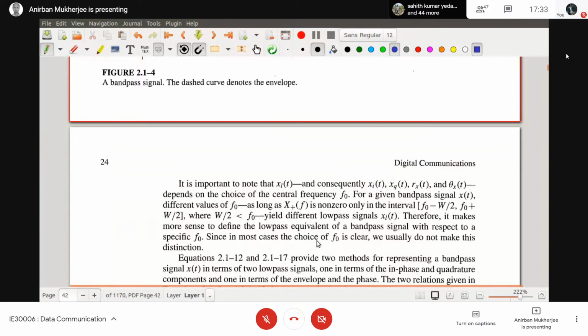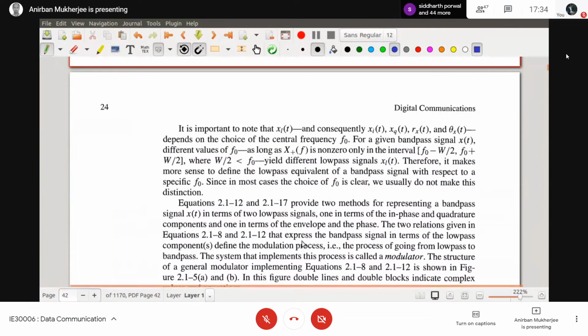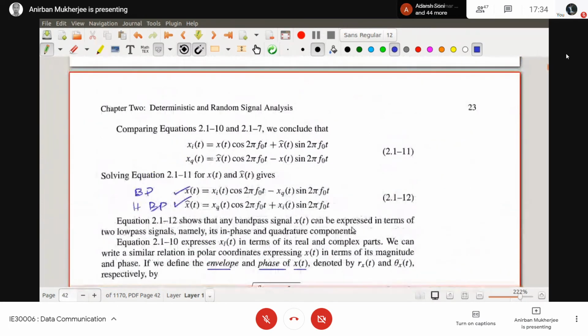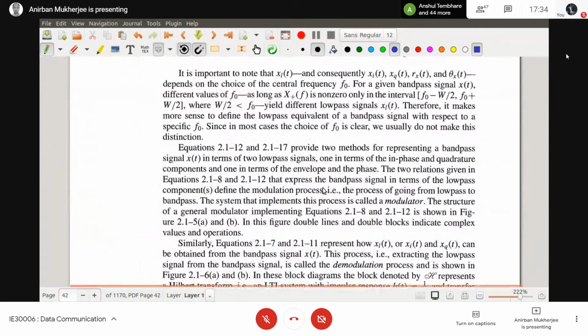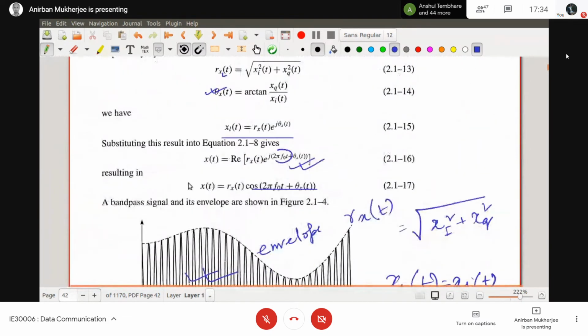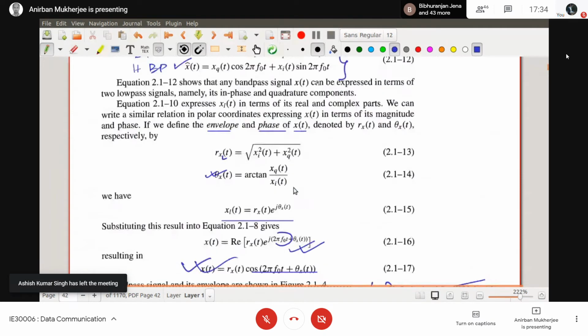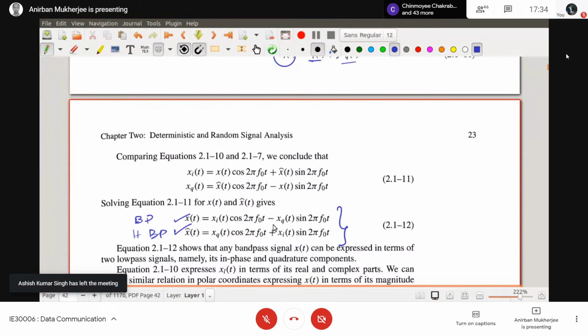There are two methods of representing this band pass signal x(t) in terms of the low pass signals: one in terms of the in-phase and quadrature components, and another in terms of the envelope and phase component. Either you represent x(t) as R_x(t) cos(2 pi f0 t plus theta_x(t)), or x(t) in terms of x_I and x_Q in that form.